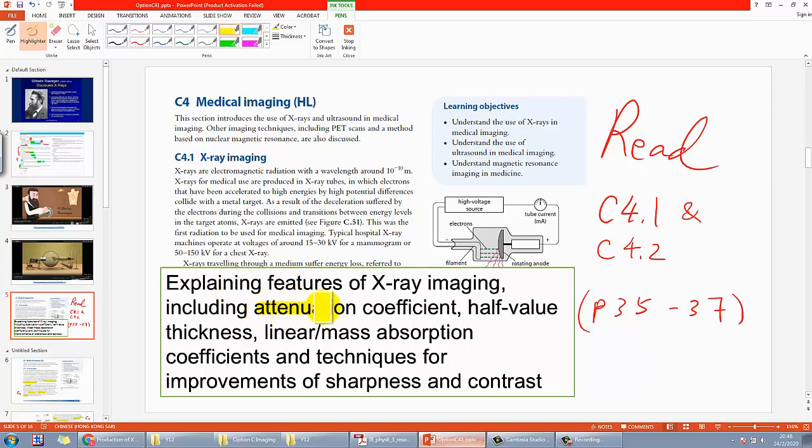These include attenuation coefficient, half value thickness, linear or mass absorption coefficient, and how to improve the sharpness and contrast. You may not see all of them, but when you see those terms, you may want to pay extra attention. So pause the video now and try to read these 3 pages first, from 4.1 to 4.2.